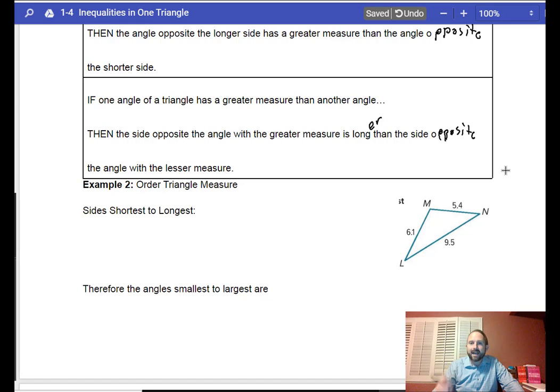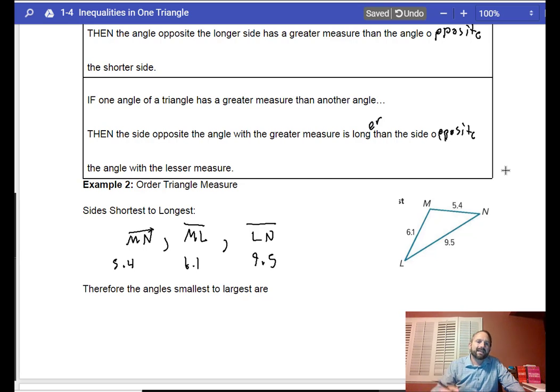So the sides are going to be, let's see, MN is 5.4. So that's the smallest one. How do we know? Well, because the other ones, ML is 6.1. So 5.4, 6.1, and then we have LN. Now we could name these like NL and LM instead, but this is fine.